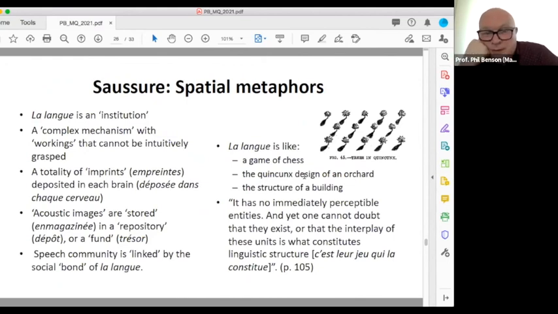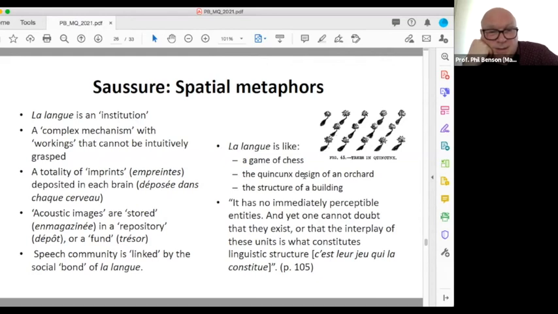Now, the really interesting thing for me about Saussure are the spatial metaphors that he uses. He describes la langue, so these are just a few of them. He describes language as an institution. He says it's a complex mechanism with workings that cannot be intuitively grasped. Okay, so we're in the industrial age now. A totality of imprints deposited in each brain.